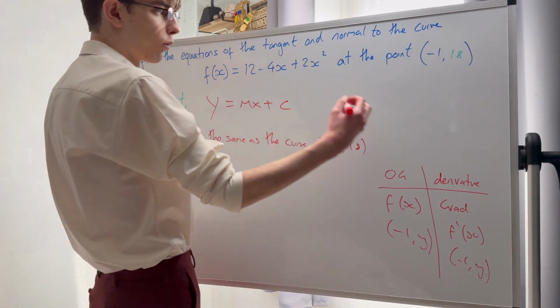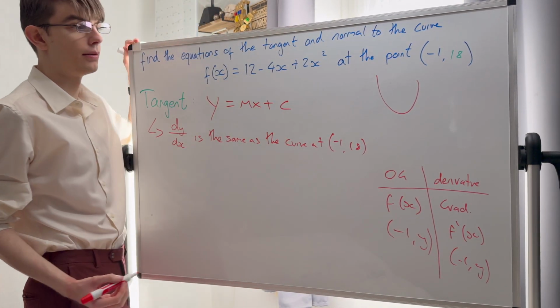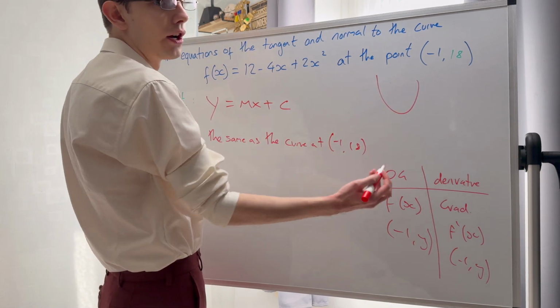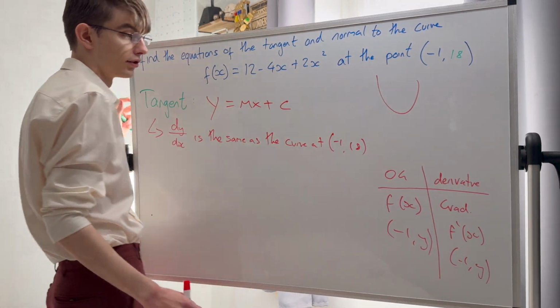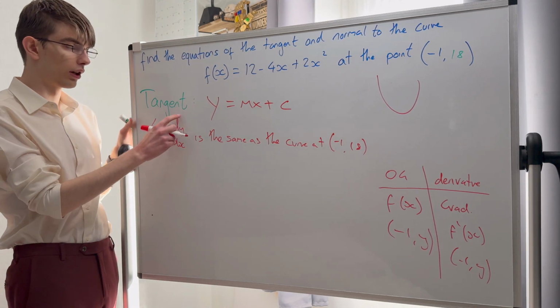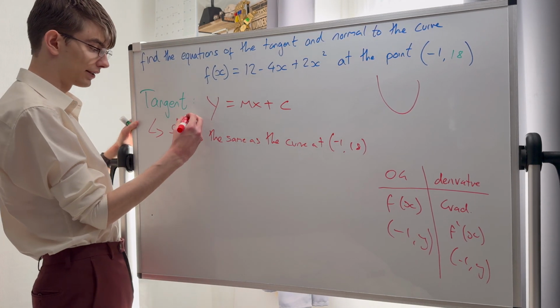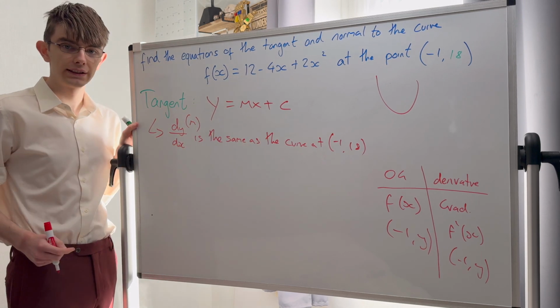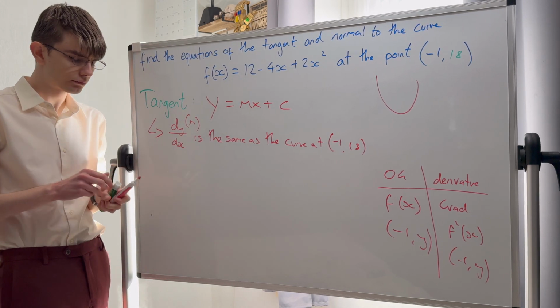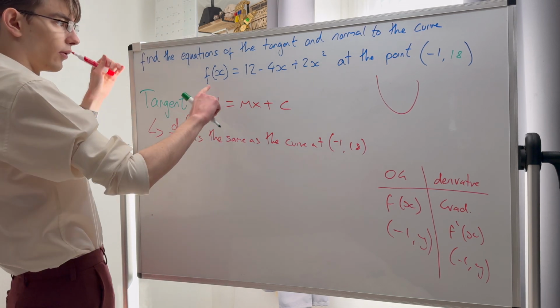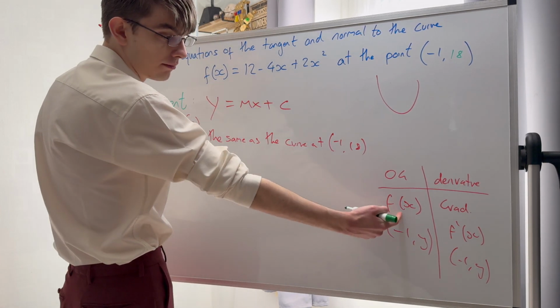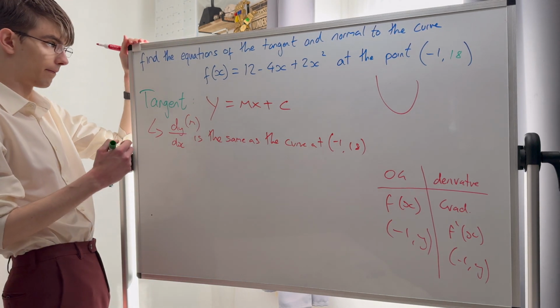Because this curve, this quadratic, is going to be that shape, and at every point on this curve, it's going to have a different gradient. I'm interested in the gradient at x equals minus 1. And I know that the gradient of my tangent, dy/dx, which is of course m in this case, is going to be the same. So let's find that gradient. How am I going to do that? I'm going to differentiate my original expression.